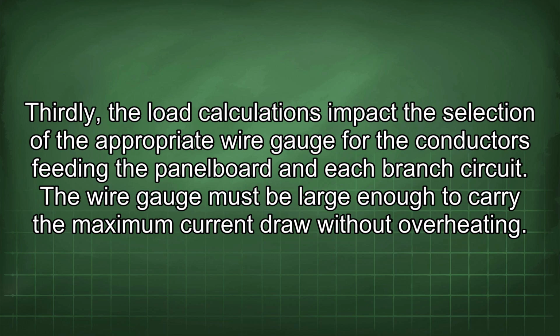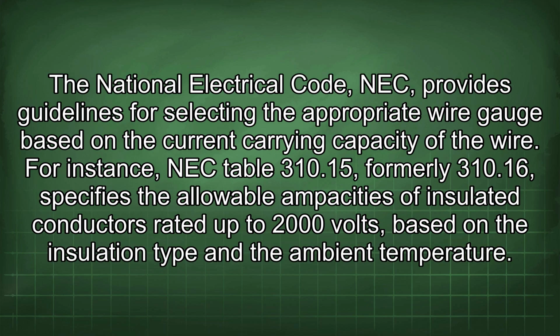The wire gauge must be large enough to carry the maximum current draw without overheating. The National Electrical Code (NEC) provides guidelines for selecting the appropriate wire gauge based on the current carrying capacity of the wire. For instance, NEC Table 310.15, formerly 310.16, specifies the allowable ampacities of insulated conductors rated up to 2000 volts, based on the insulation type and the ambient temperature.